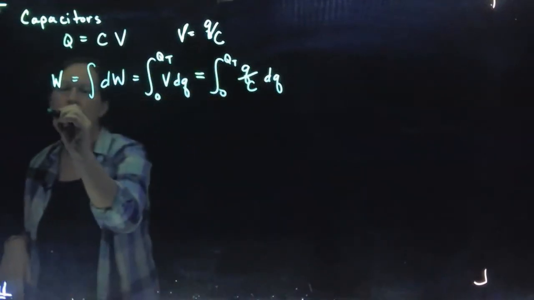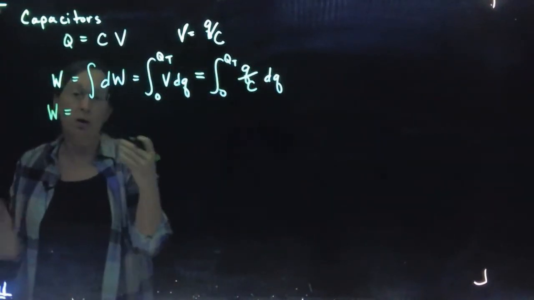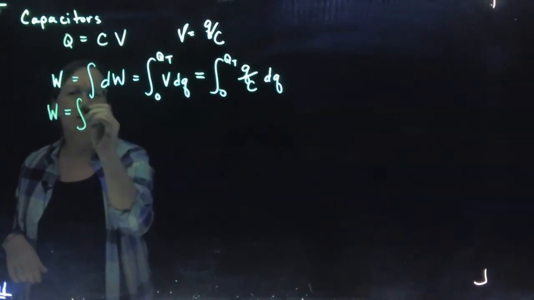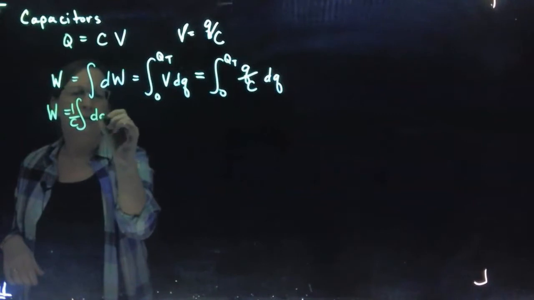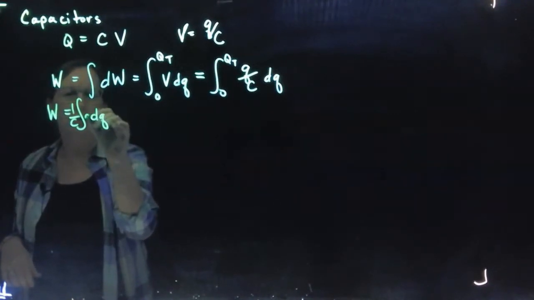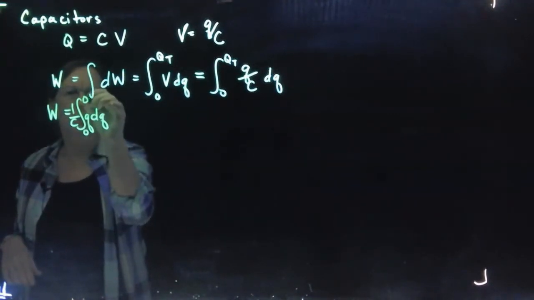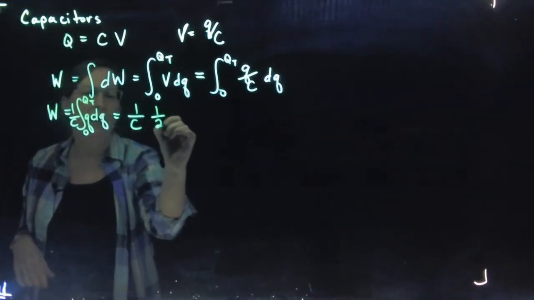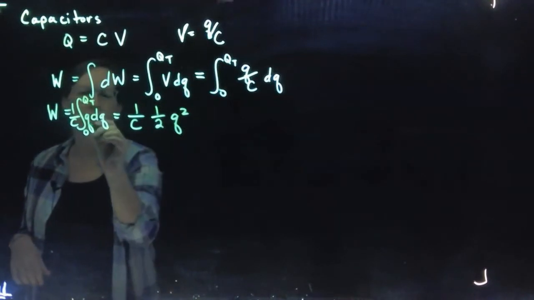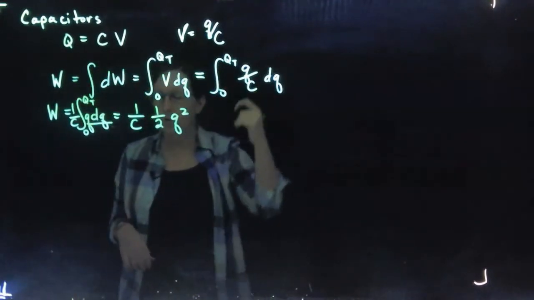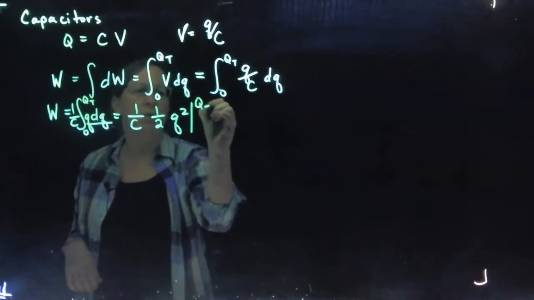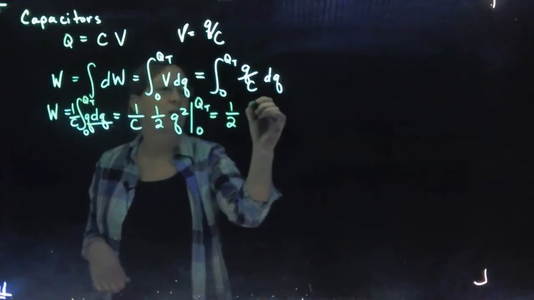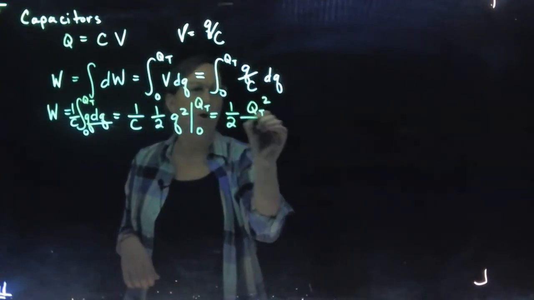And so this work to charge a capacitor, or another way to look at that, the energy that's stored in the capacitor, is equal to 1 over C times the integral of q dq, from 0 to Q total. And so this becomes 1 over C times 1/2 q squared, right? This is our power rule. We increase the power, evaluated from 0 to Q total, which is just 1/2 Q total squared over C.